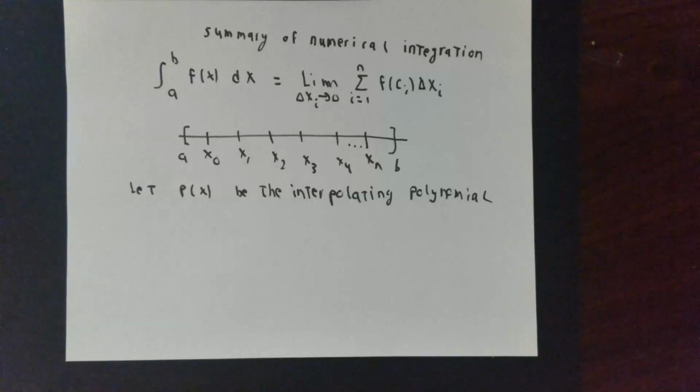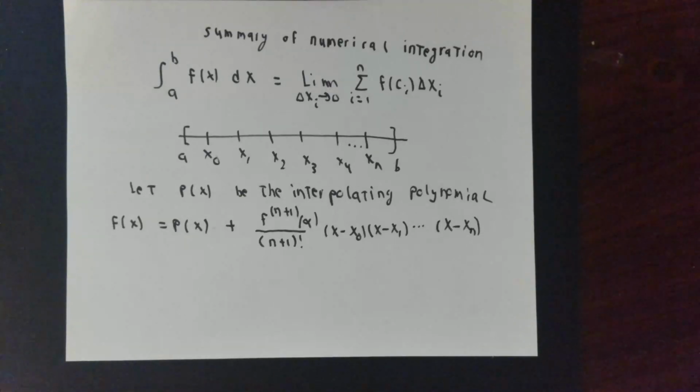In the interval from a to b, select some numbers, x0 through xn. I'm going to find a polynomial p that interpolates the data at x0, x1, out to xn. That is to say, the polynomial evaluated at xj is f at xj. We already know how to form such polynomials, so we'll take that as a given.